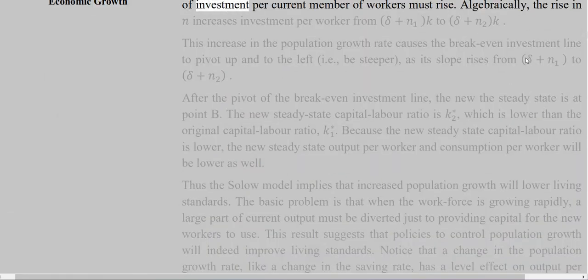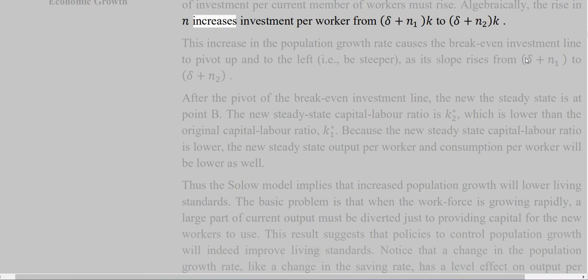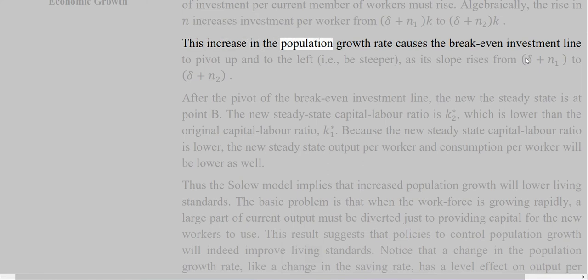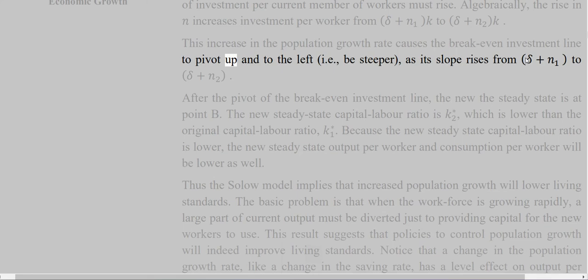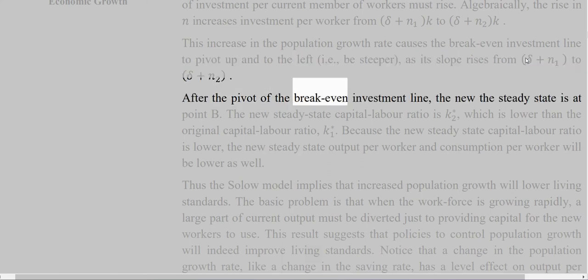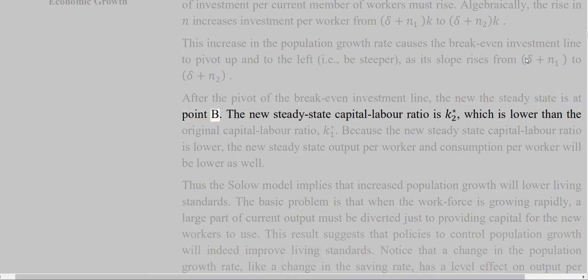of investment per current member of the workforce must rise. Algebraically, the rise in n increases investment per worker from (n+δ)k to (n'+δ)k. This increase in the population growth rate causes the break-even investment line to pivot up and to the left, i.e., be steeper, as its slope rises from n+δ to n'+δ. After the pivot of the break-even investment line, the steady state is at point B.